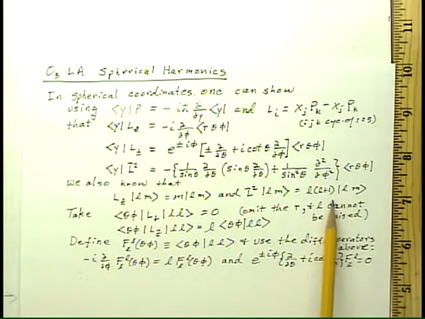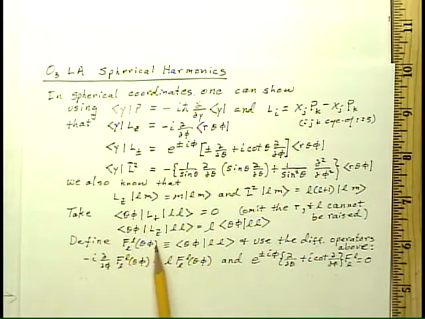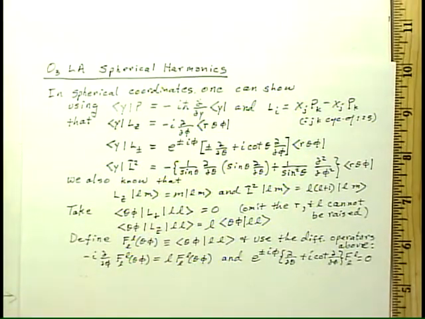We then formed these two differential equations. We tried to raise to the L, the M equals L value. We got these two equations here. We converted these into a pair of coupled differential equations, and we're trying to solve for this function right here, which is the projection of LL back onto theta and phi.